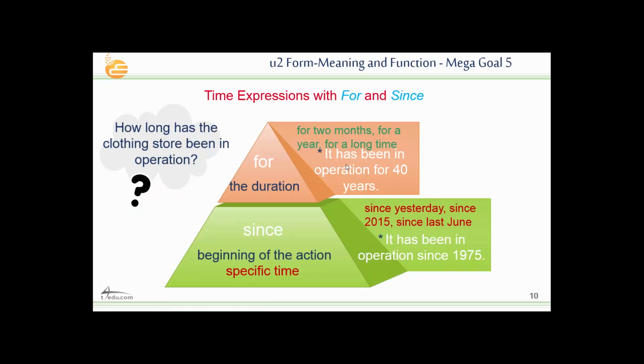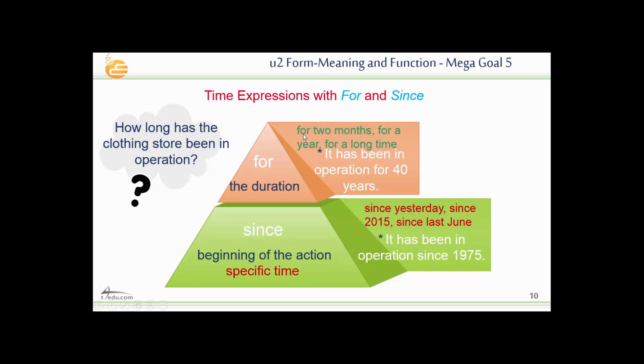Time expressions with for and since. For and since are time expressions used with present perfect simple tense. But how can we use them? We have to use them correctly. We have to distinguish between them. We have to know when we use for and when we use since. First of all, for is used for the duration. The duration means how long this action has happened. For example, for 2 months, for a year, for a long time.